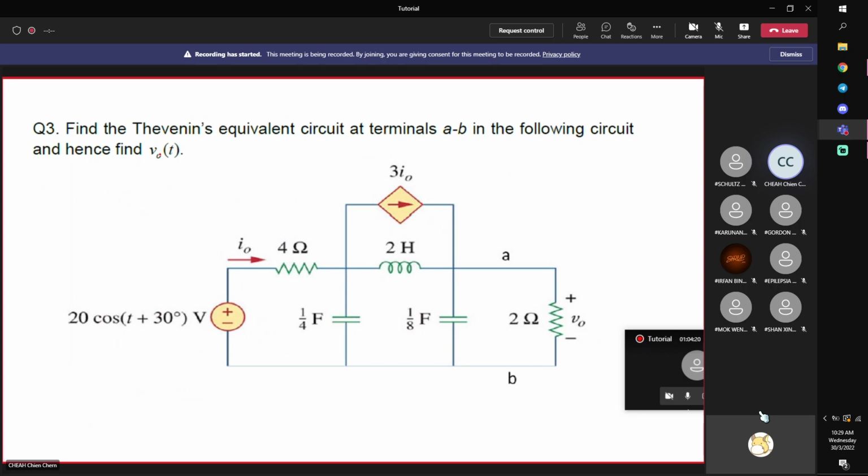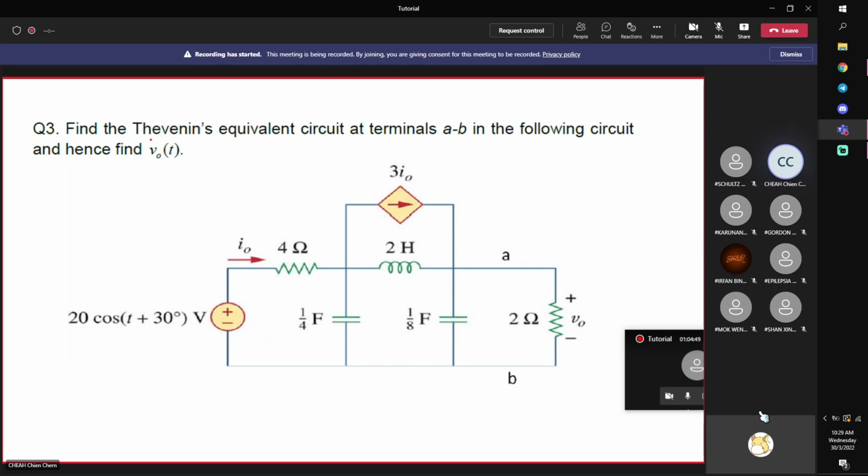Okay, you can see that we are reviewing the main theorems, right? Nodal analysis, mesh analysis, and Thevenin's theorem now. So all these methods are very important, right? Because they are used to solve very complex circuits. And in the case of Thevenin's theorem, we try to simplify a complex circuit into a simple equivalent form, right?